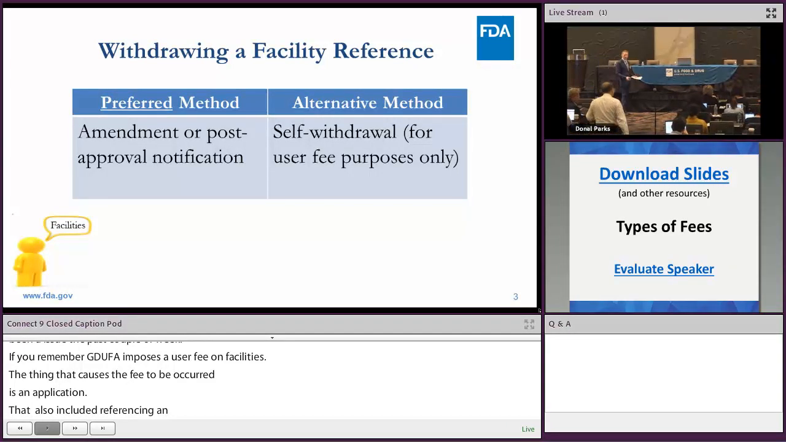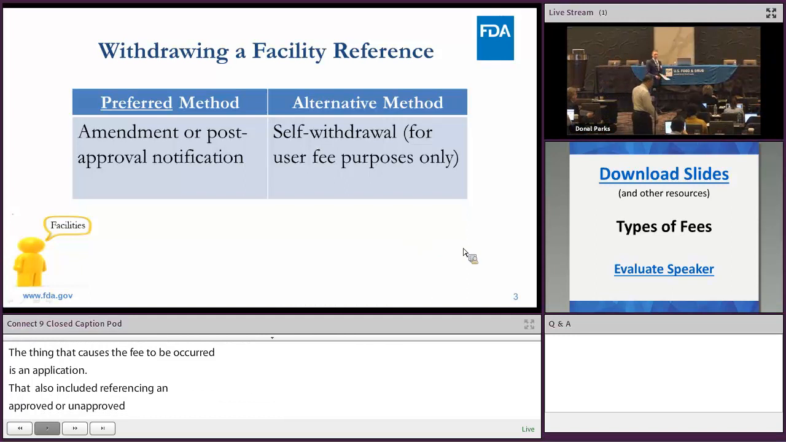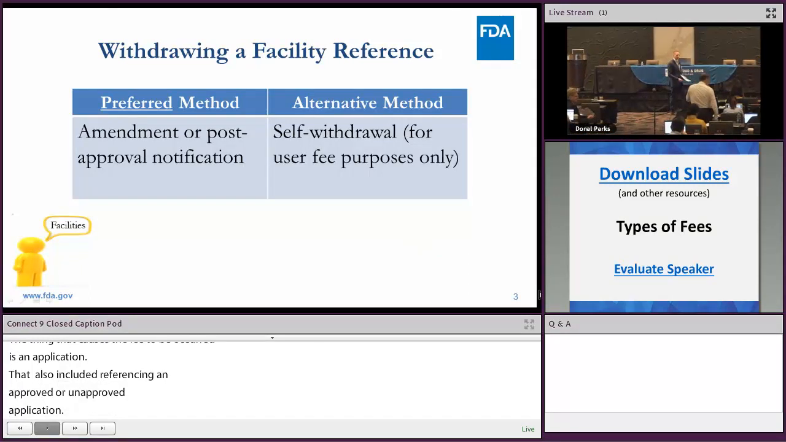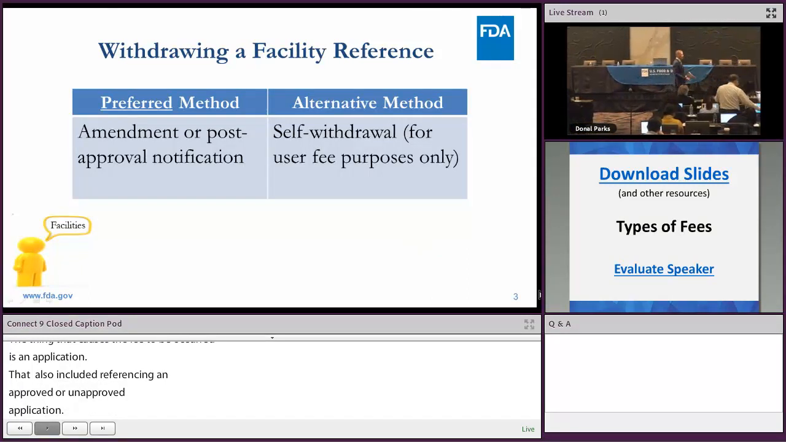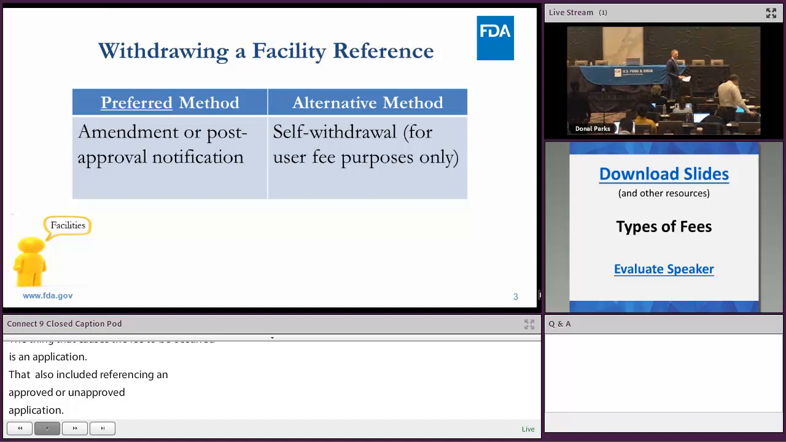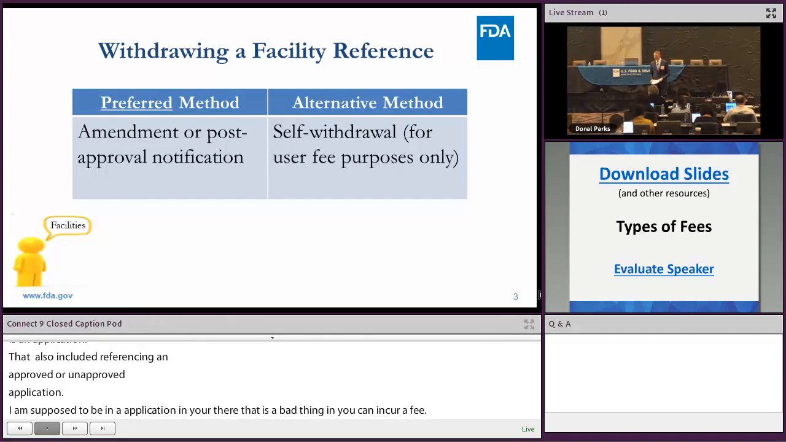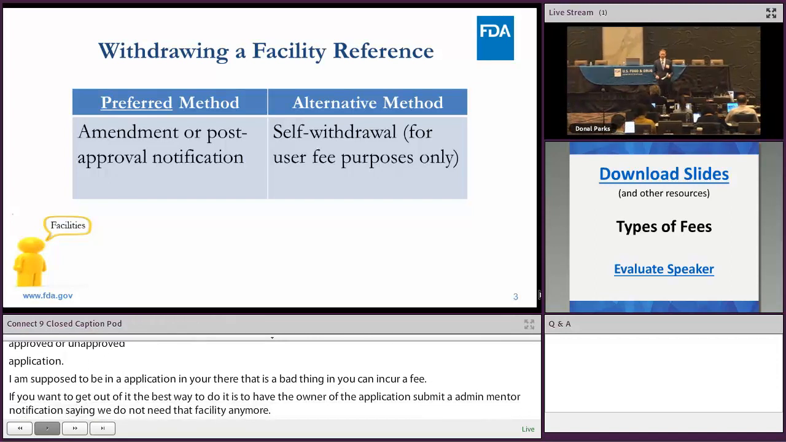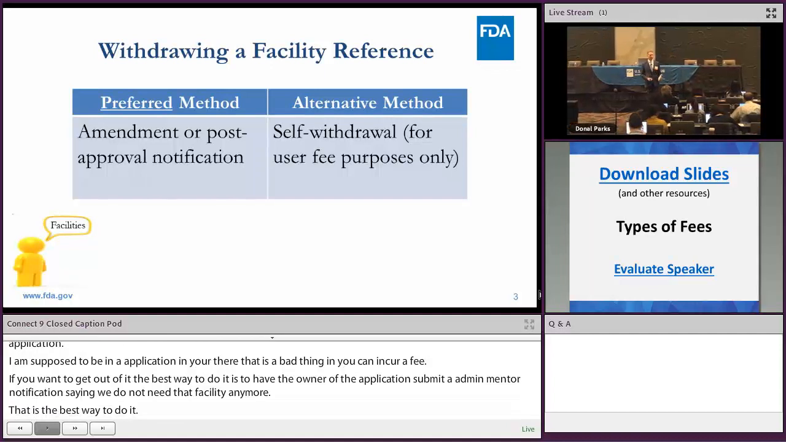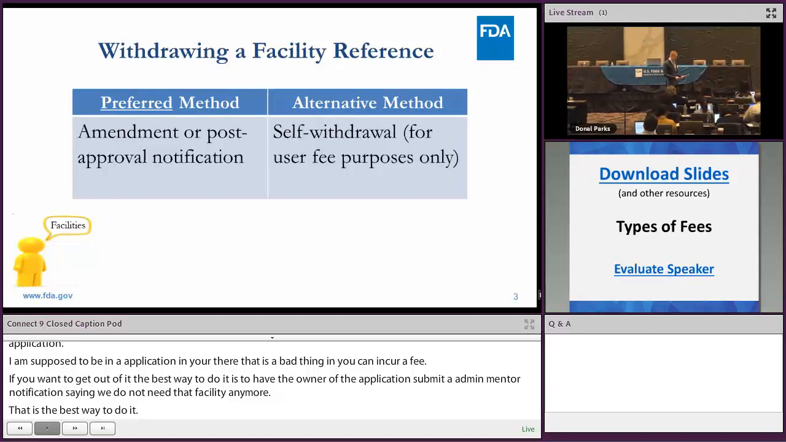So if you want to get out of it, the preferred way to do it is to have the sponsor, the owner of the application, submit an amendment or some sort of a notification saying, we don't need that facility anymore. That's the best way to do it because the ANDA is owned by the applicant, not by the facility owner generally. So the preferred method to get out of an application is to have the sponsor get you out. That works the best. If the sponsor is not willing to cooperate, then there's a problem.